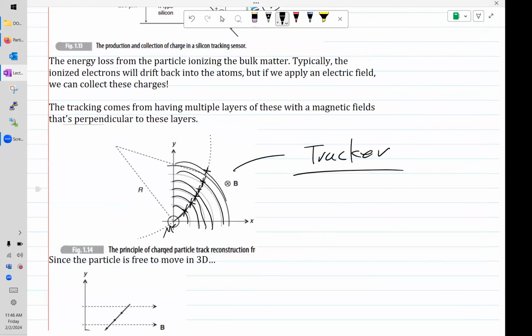The curvature here is due to the fact that if you want to build the tracker and measure the momentum, or how fast this muon is going, you put that muon in a magnetic field, okay?